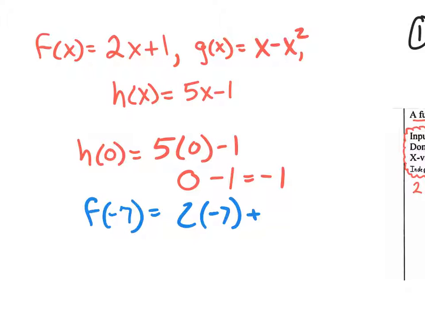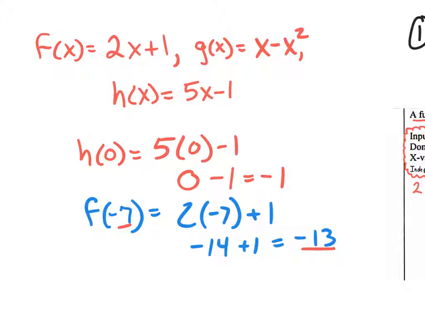-7, and then plus 1. And then 2 times -7 is -14, and -14 plus 1 is -13. So my input of -7 into my f function actually gave me my output of -13. So f of negative 7 equals negative 13.